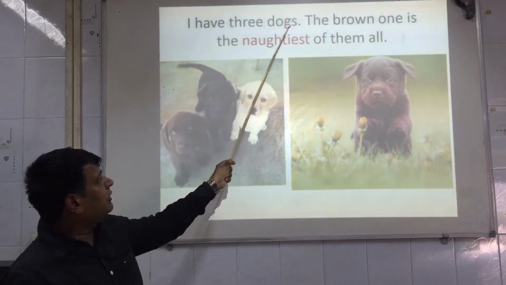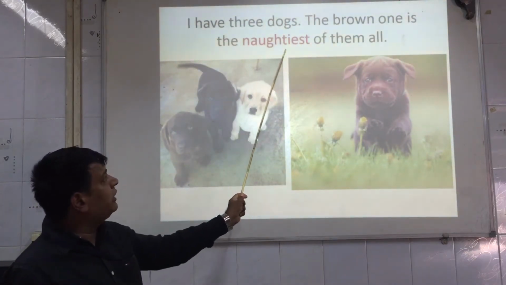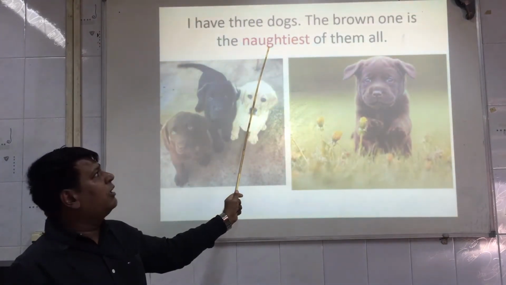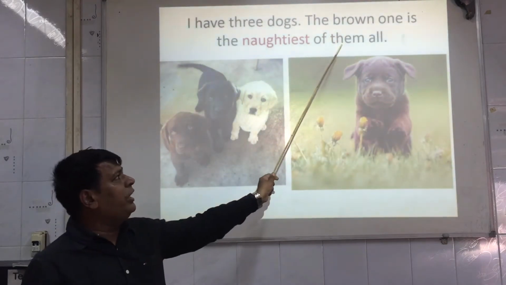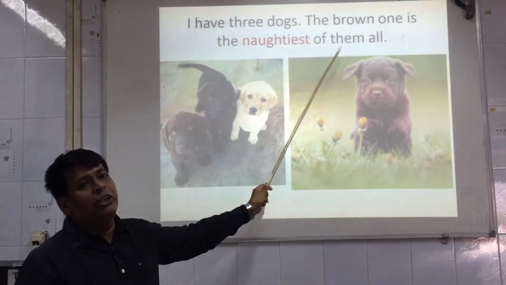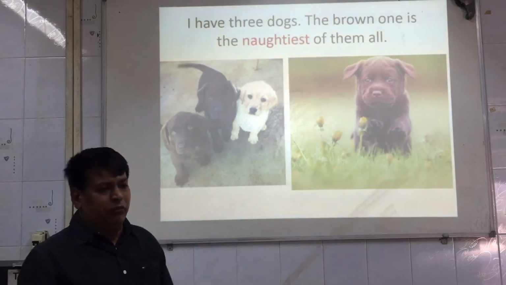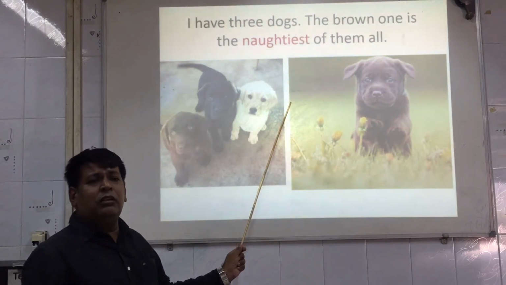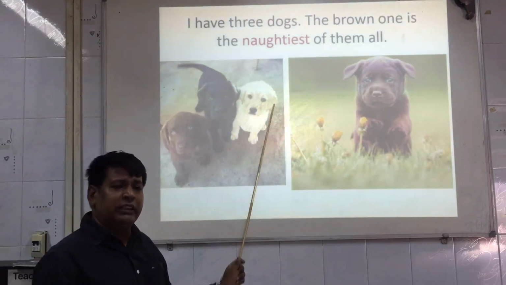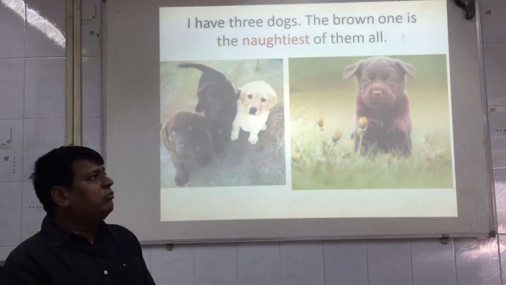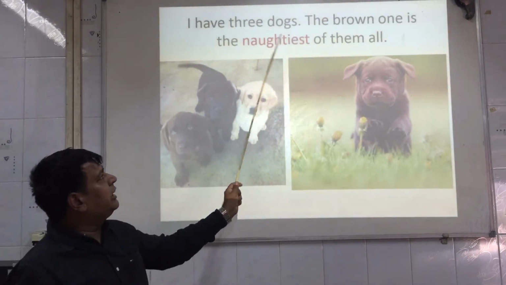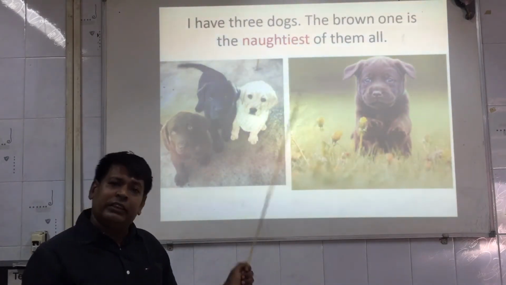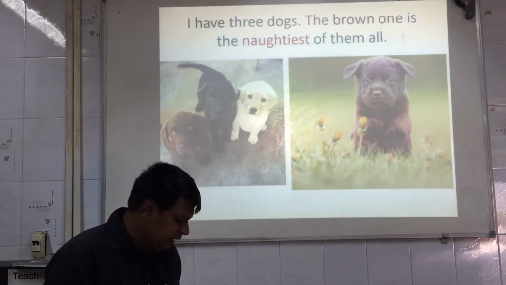I have three dogs. The brown one is the naughtiest of them all. Now here the adjective naughtiest compares among all the three, that means among all the three dogs. So in the superlative form, when we compare more than two people, objects, places, or actions, we add est to the adjective and we use the with this form and we do not use then. Clear, students? See one more example.